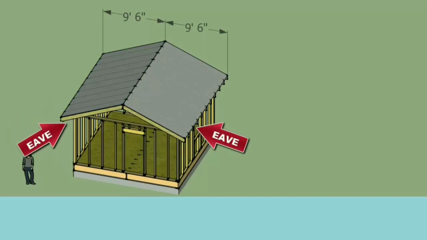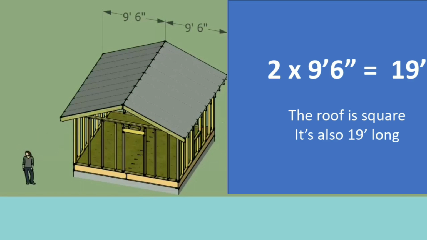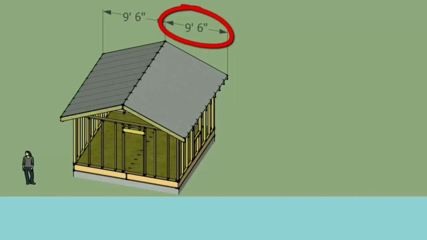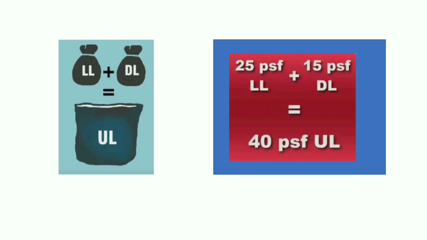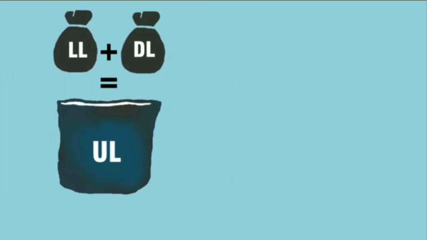This example has a roof that is 19 feet wide. Half the roof from ridge to eave is 9 feet 6 linear feet. The uniform load can be looked up in the building code. Let's say the live load or snow load will be 25 pounds per square foot and the dead load 15 pounds per square foot. Remember, live plus dead equals uniform load.